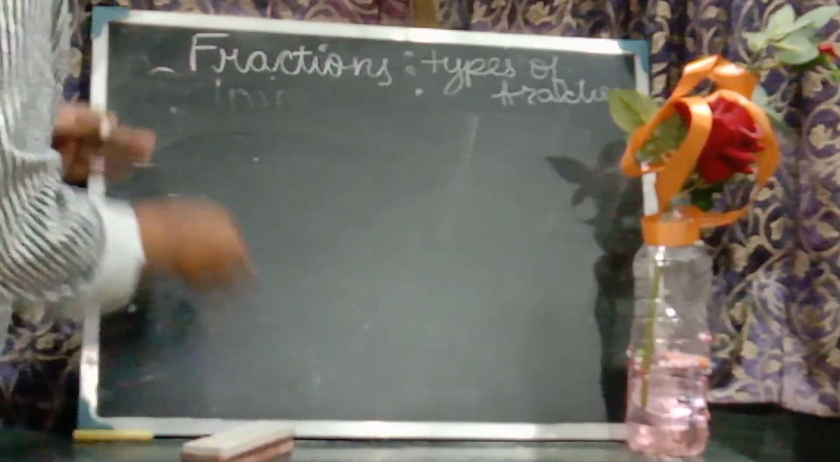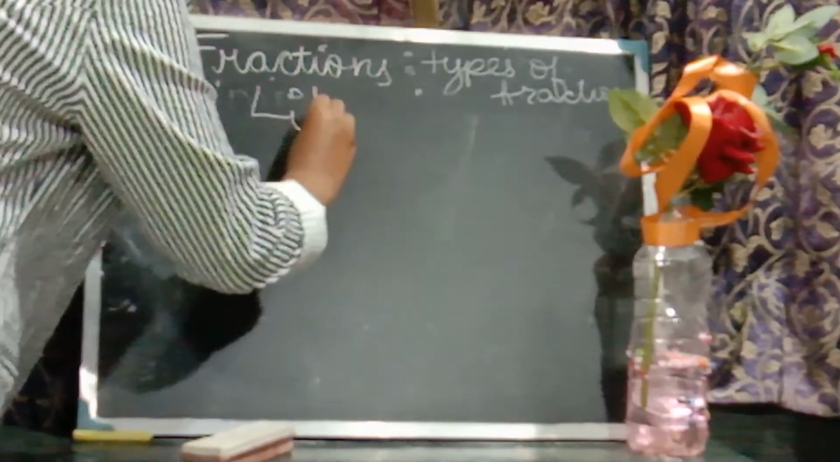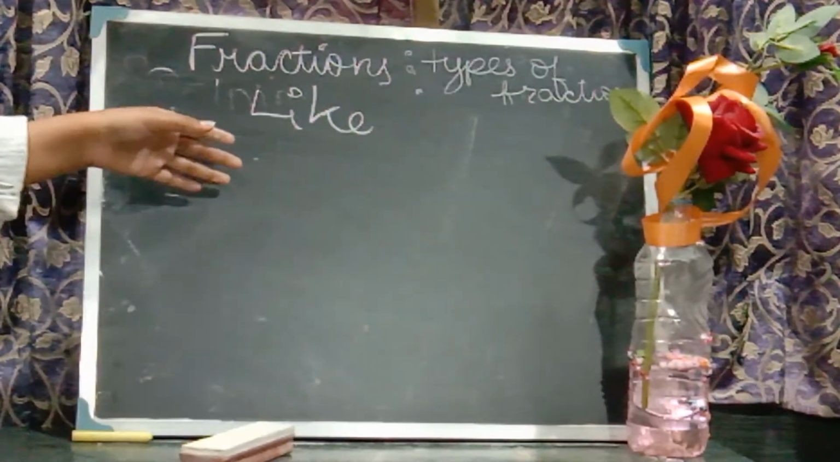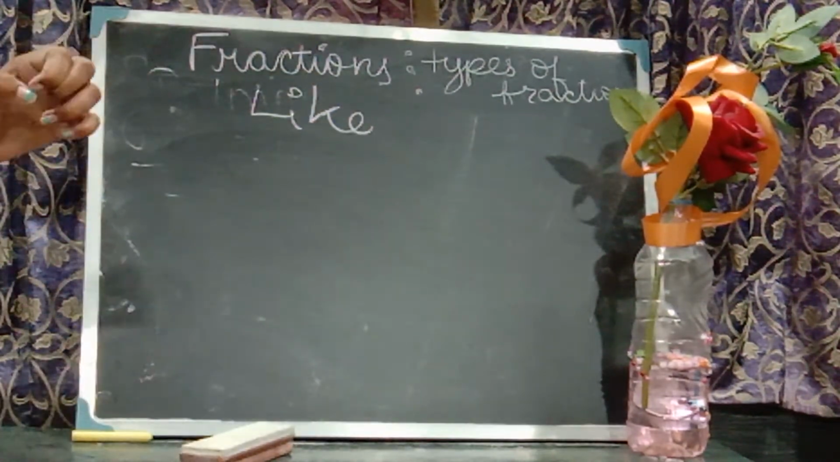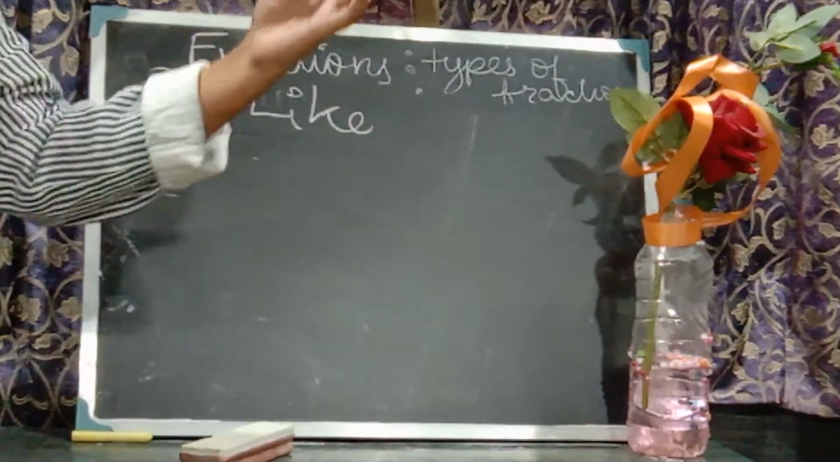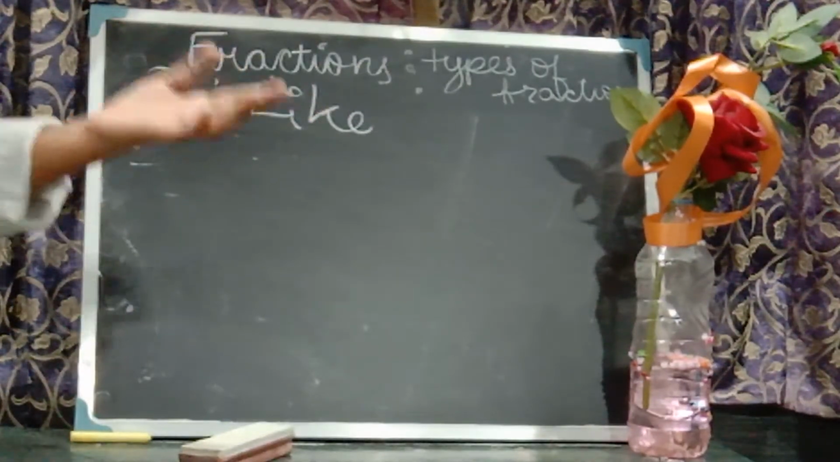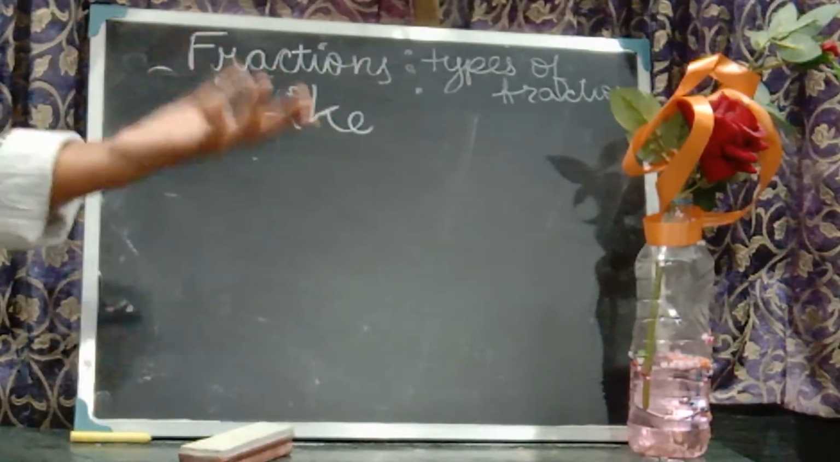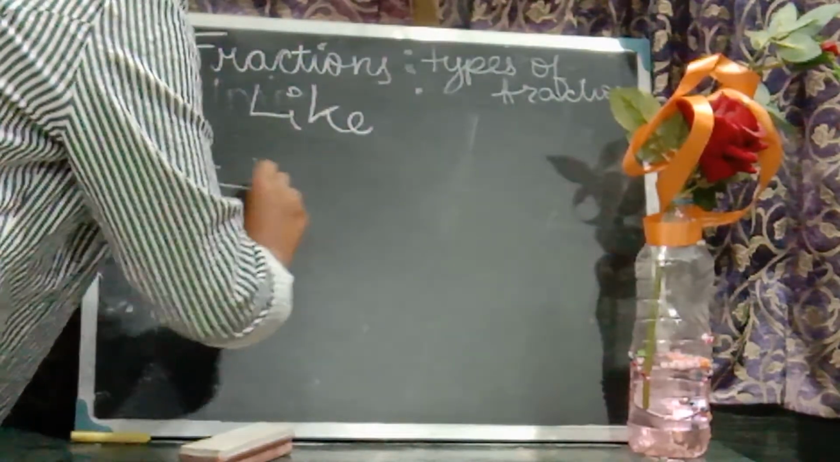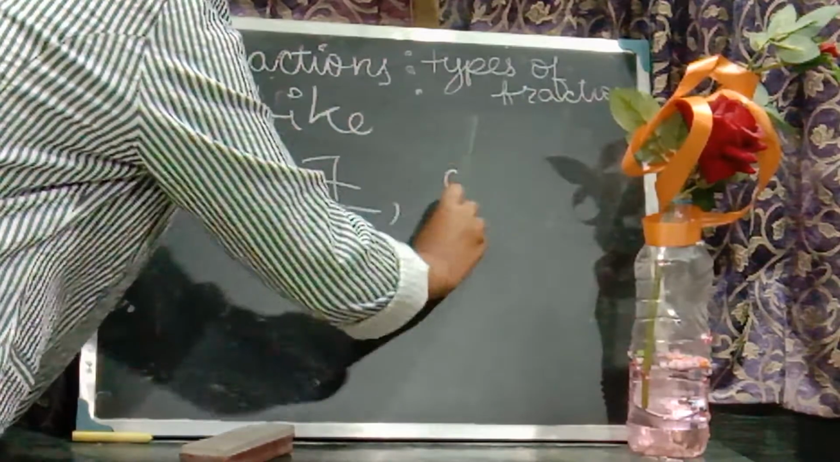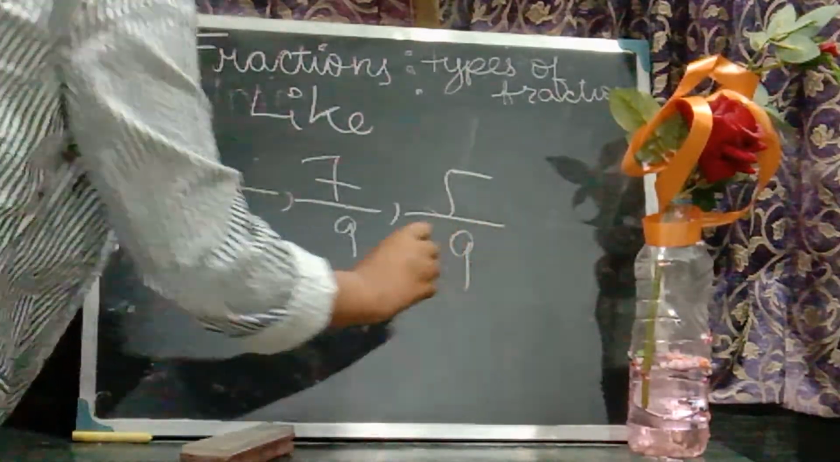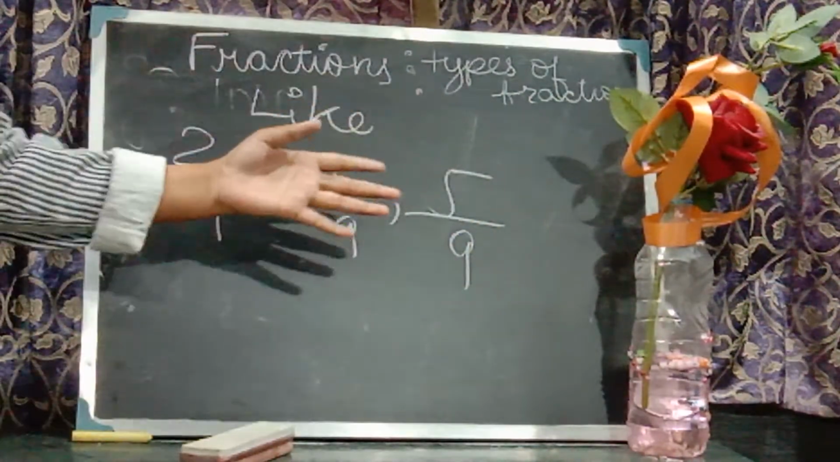Now I will tell you about like fractions. Like fractions are those that have the same denominator. They are 2 or more fractions that have the same denominator. For example, I am writing 2 by 9, 7 by 9 and 5 by 9. So these are fractions that have the same denominator.